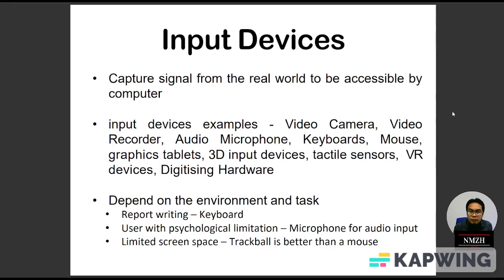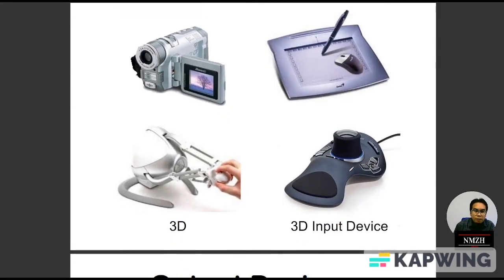So depending on the environment and task, if we are facing the environment of reporting, the input device that we involve is the keyboard. For psychology limitation, it could be a microphone, and limited for the screen space, it will be a trackball. So it depends on the behavior and environment that we are in. These are examples of input devices: video cam, tablet, 3D, trackball, touch, and this one is a modern type of input device.